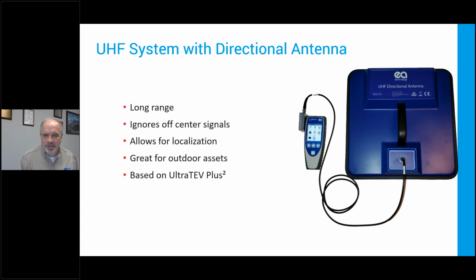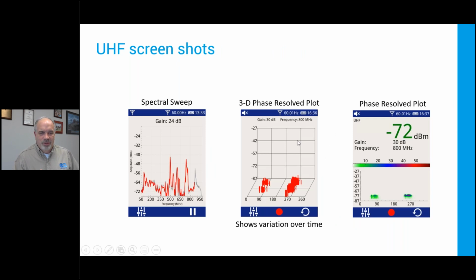So here's a system. It's our system. Again, the same instrument and a directional antenna that makes it a lot easier to localize your PD as opposed to a whip antenna or something like that. A Yagi antenna will work, but that's pretty big, bulky, and dangerous to carry around the substation. Different things you get: a 3D phase plot, a phase resolved plot, just like all the other stuff. You can also do a spectral sweep from 50 megahertz to a gigahertz, so you can see what else might be going on.